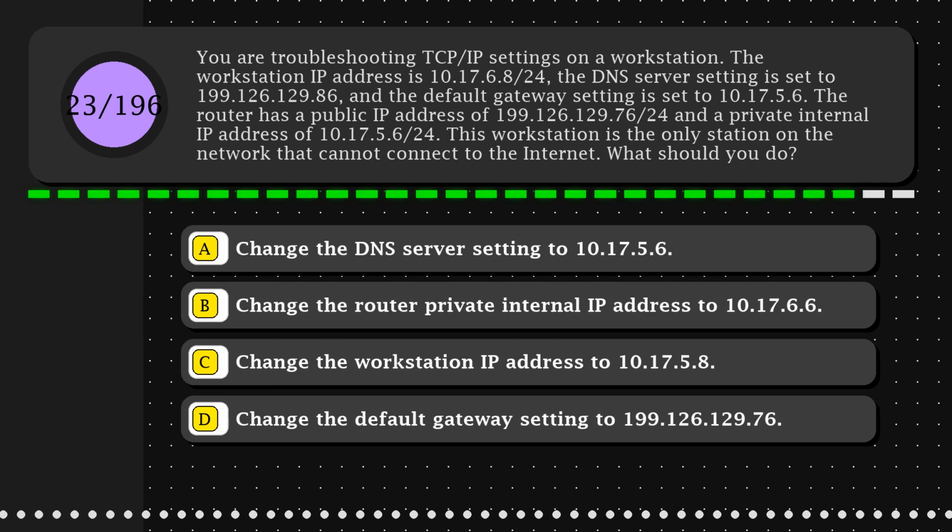Question 23. You are troubleshooting TCP/IP settings on a workstation. The workstation IP address is 10.17.6.8/24. The DNS server setting is set to 199.126.129.86, and the default gateway setting is set to 10.17.5.6. The router has a public IP address of 199.126.129.76/24 and a private internal IP address of 10.17.5.6/24. This workstation is the only station on the network that cannot connect to the internet.